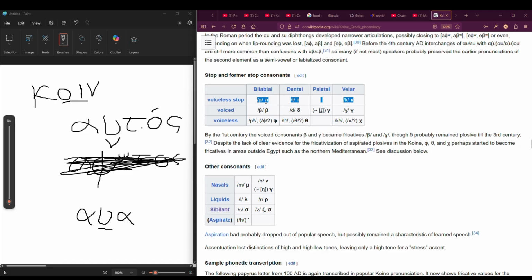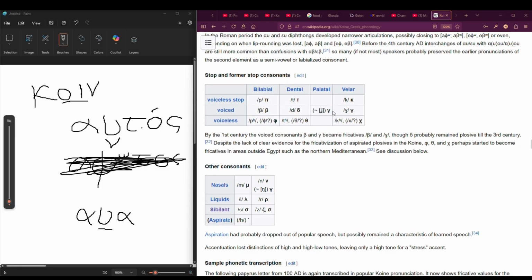There are a few different things here. So the p, the t, the k, I'm going to keep those as they are. There's not a lot of detail explained about those. It makes sense that they have this three-way distinction here between k, g, k, p.